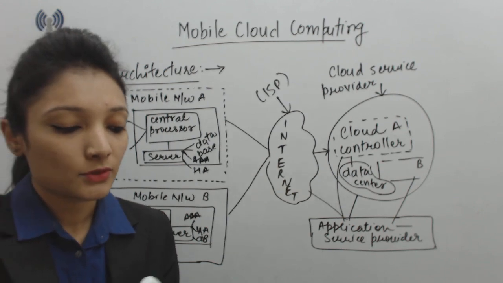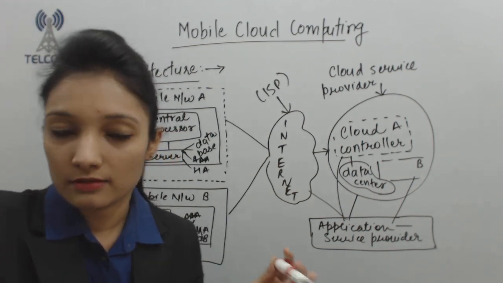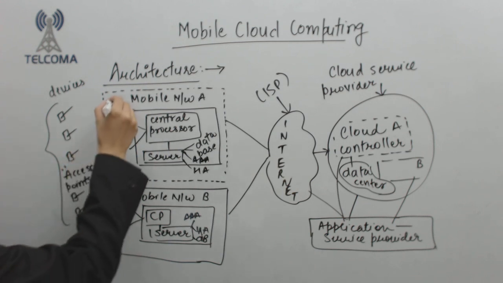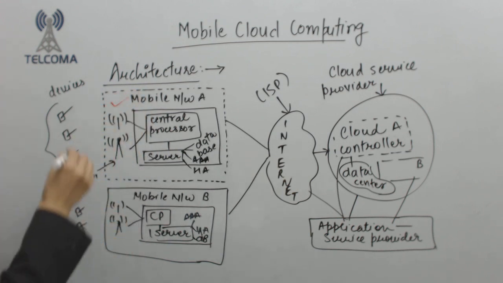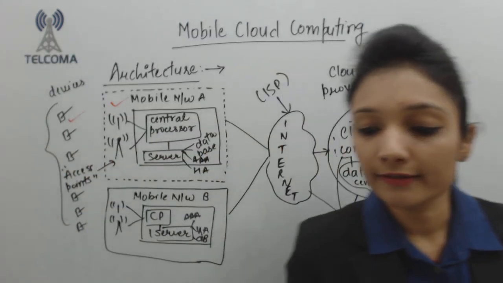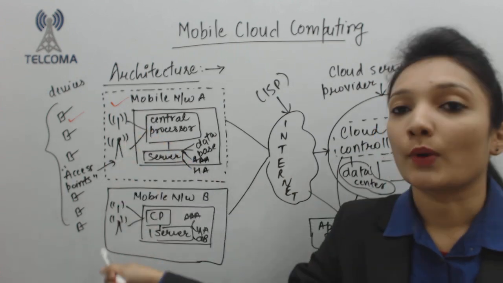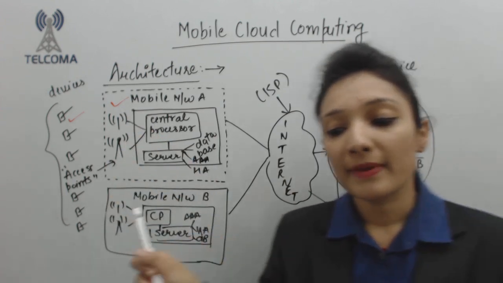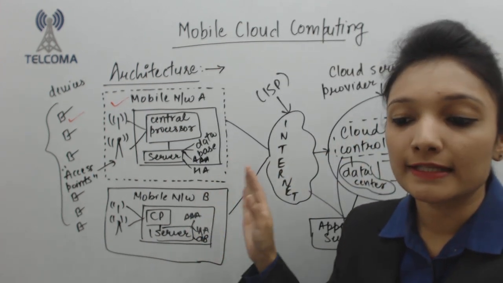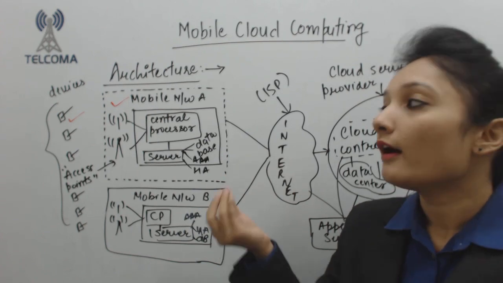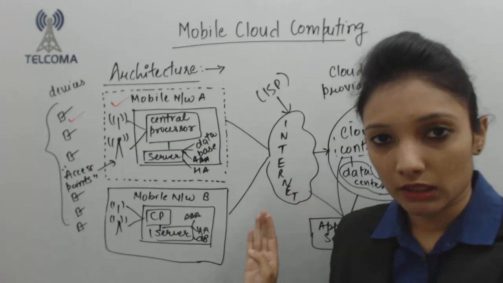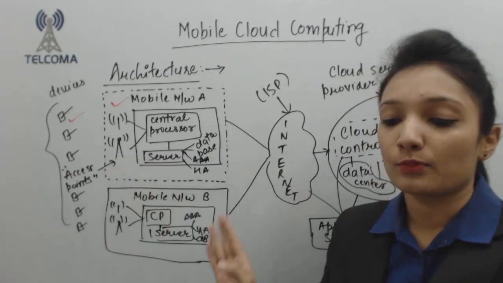The very first element which we have here is the mobile devices. The mobile devices are connected to the network via their access points. These access points can be your base stations. The mobile devices are connected to this network via base stations that establish and control the various connections and handle the various interfaces between these, the access points.